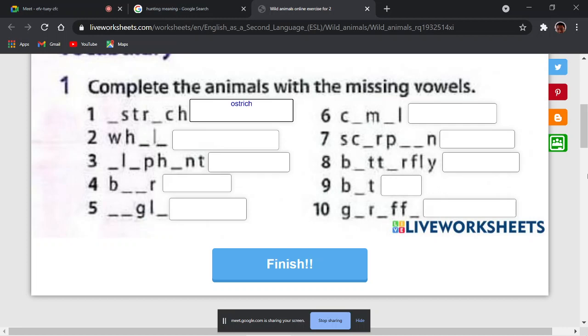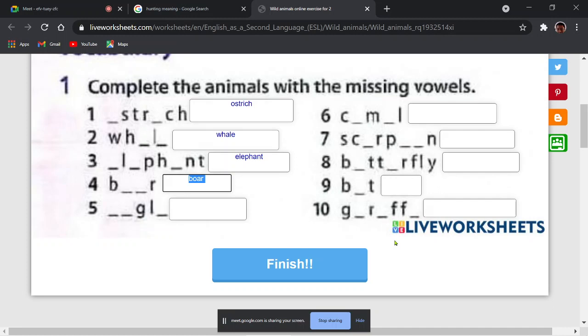If you get 10 out of 10 correct, tell me your result. Number one is ostrich. Number two? Whale. Whale is the biggest animal on earth. Elephant. Very clever, my students. Elephant. This one? Bear. Is the spelling correct, Mr. Go?